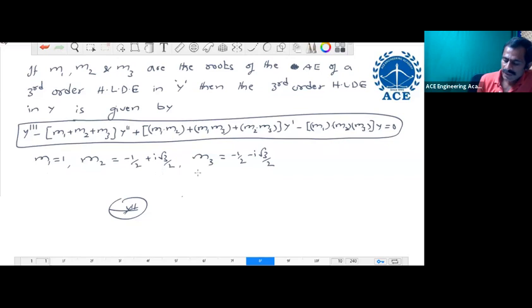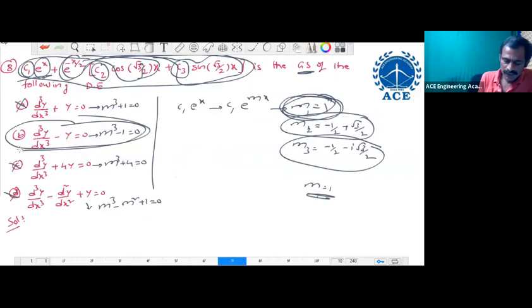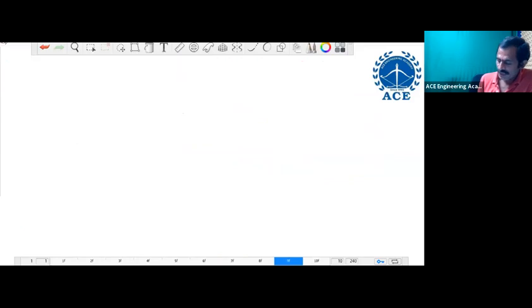The last two are a plus b into a minus b, which form a square minus b square, into 1. We find the product of all these, then that will be 1 only. m1 into m2 into m3 is 1. So the last term will be minus y equal to 0. Last term is minus y equal to 0. That was present only in option B. Minus y equal to 0. So option B is correct. Like this, we can choose the answer.